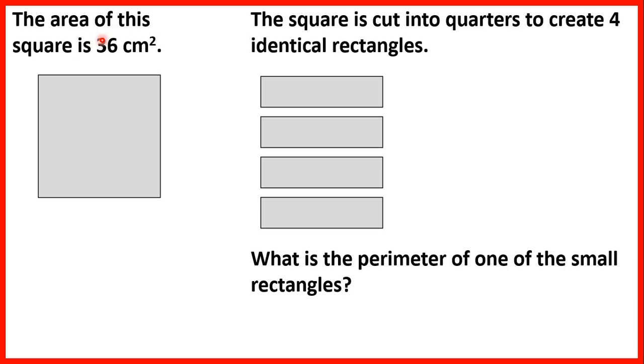The area of this square is 36 centimetres squared. The square is cut into quarters to create 4 identical rectangles. What is the perimeter of one of the small rectangles?